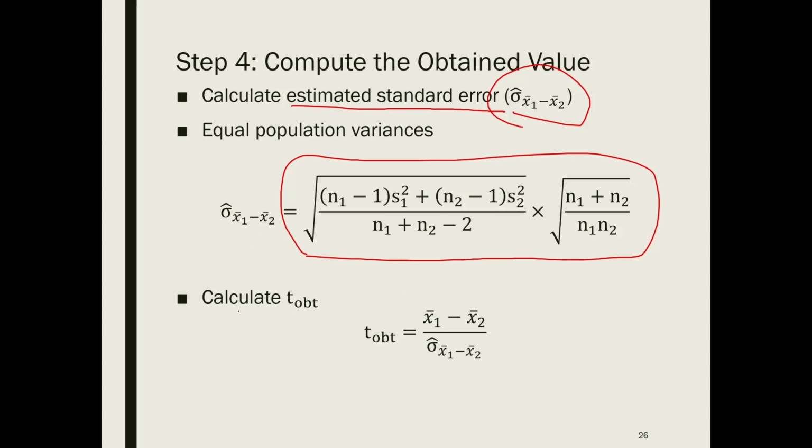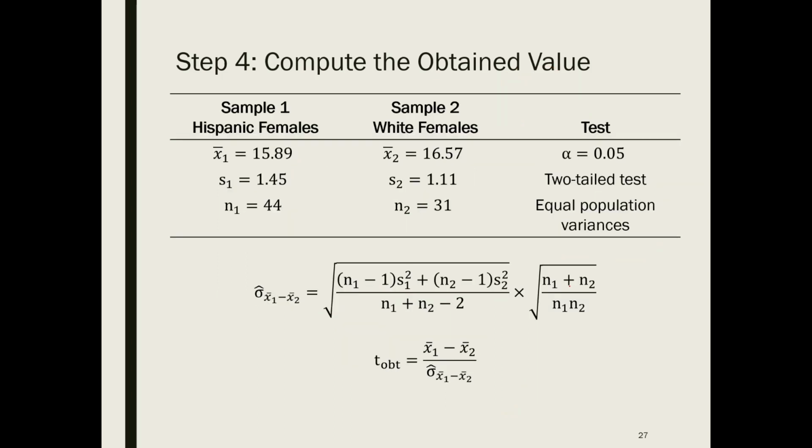Then you can see that calculating the t obtained is very simple. The mean of sample 1 minus the mean of sample 2, divided by this estimated standard error. That's it. It's quite simple. The only difficulty is whether you can put the right numbers into this formula and use your calculator correctly. That's the thing. As you can see, we have the numbers here. Let's double check that you have all the numbers. N1, we have. S1, the standard deviation of sample 1, we have. N2, we have that. S2, we have that.